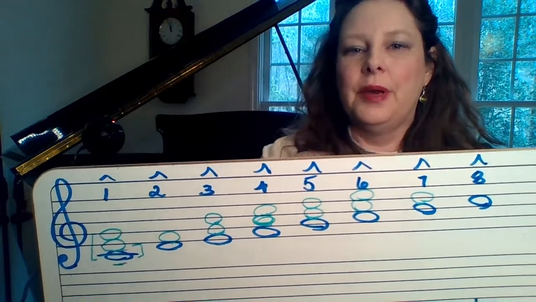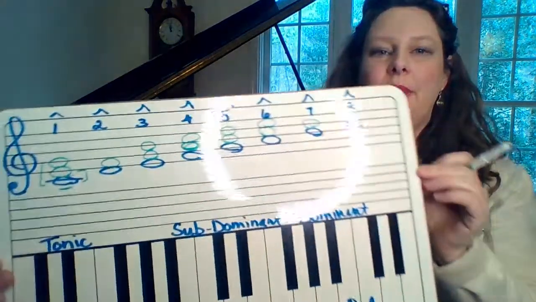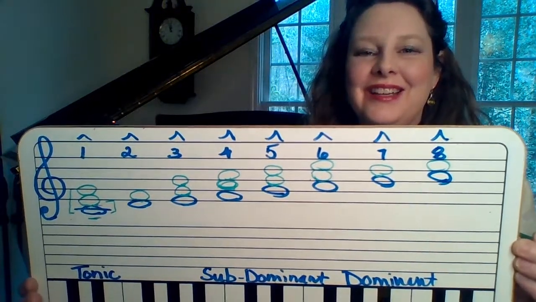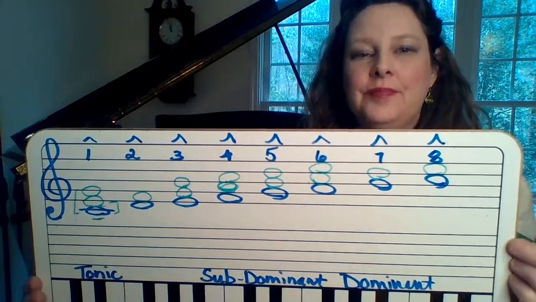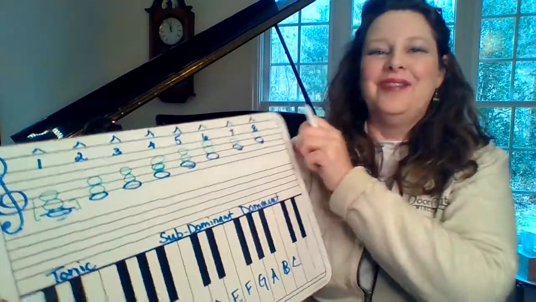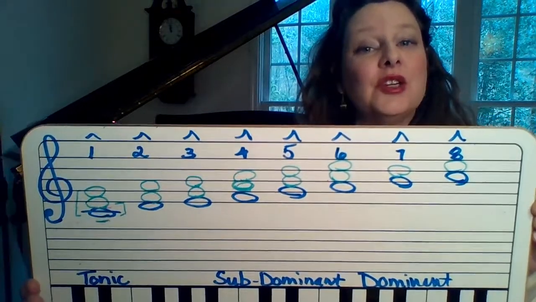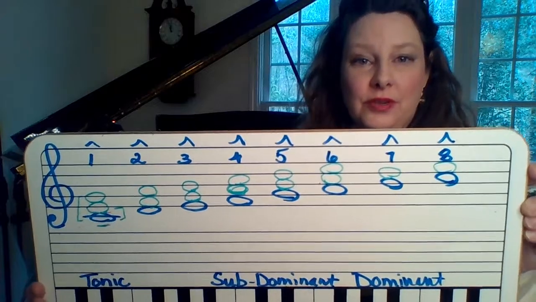I would just keep going up and adding more notes, but I don't want to mess up the numbers for you. Okay? So I have a triad built on every tone of the scale. Here's where we talk about Roman numerals.